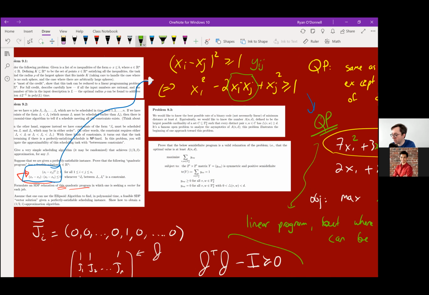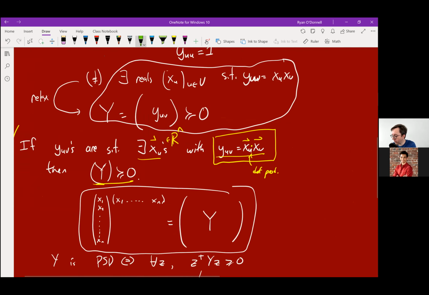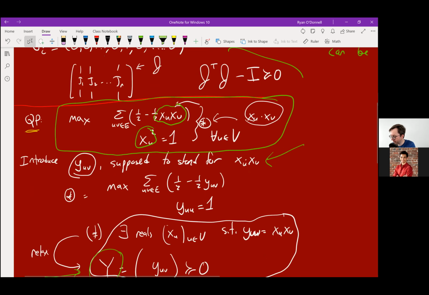I was just going to say, if you replace this with yij and this with yjj and this with yii, and then you do this relaxation, then a solution y will be PSD. That means you won't necessarily have real numbers x such that yuv is xu times xv, but you'll get vectors such that yuv is xu dot product xv. Cool. That makes sense. Thanks. That's really useful.